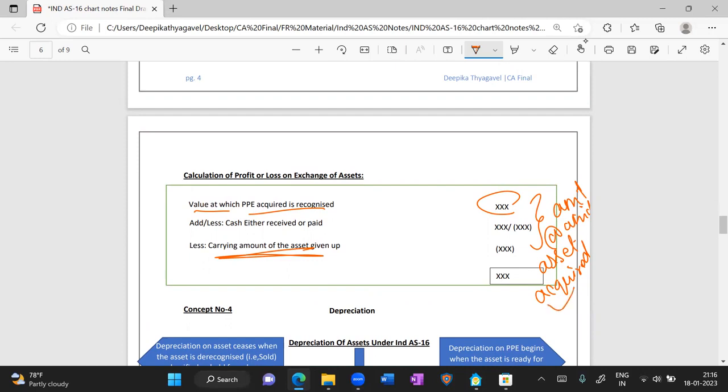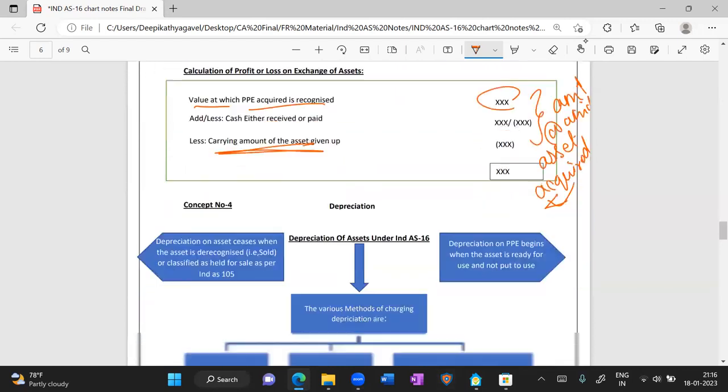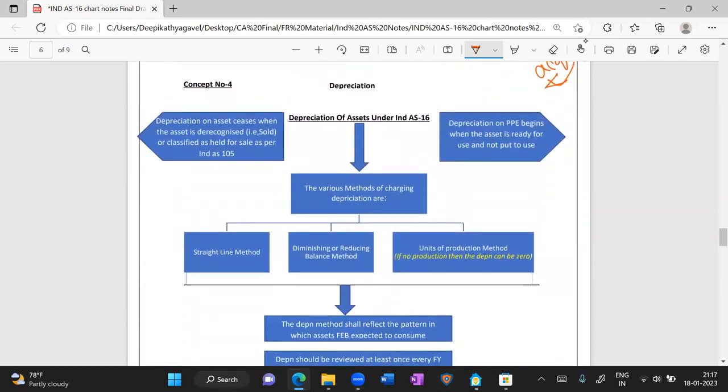Now if this is greater, that is the amount at which the asset is acquired is greater than the carrying amount, then obviously it's a profit scenario. Or if it's the other way around, the carrying amount is greater than the amount at which the asset is acquired, then it is a loss situation, right? So this is a simple table to calculate that profit or loss.